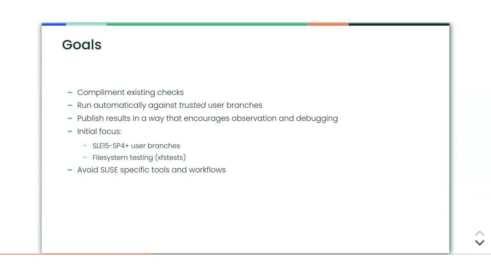So the goals for my testing project is mostly just to complement what's already there. Rather than focusing on process, this is more just testing the compiled kernels from the product branches. So my initial focus is just the SLE 15 SP4 user for next branches, so that testing can be useful for the branch owners to consider the stability of the changes or the quality of the changes that are being proposed for the merge.